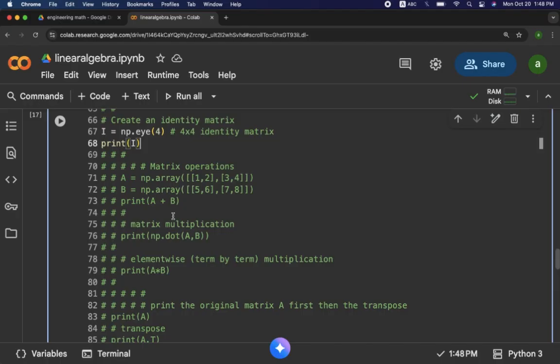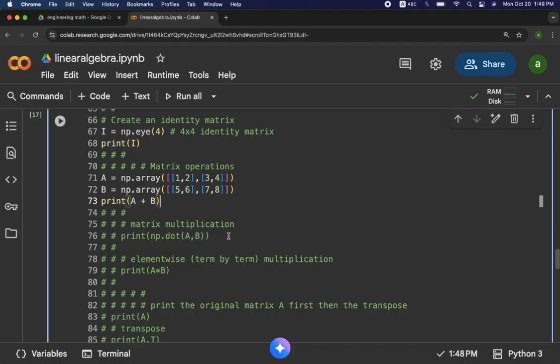Okay, and then for the other matrix operations, it's as expected. I mean, the matrix summation. As long as the dimensions are consistent, we can add two matrices or we can subtract two matrices. So just pay attention that the dimensions are consistent. Both of them are 2 by 2, so I can directly sum these two matrices.